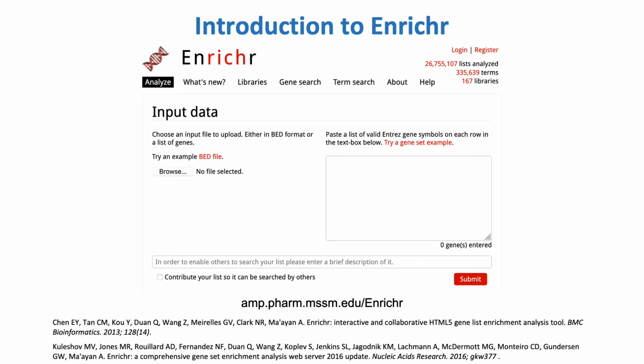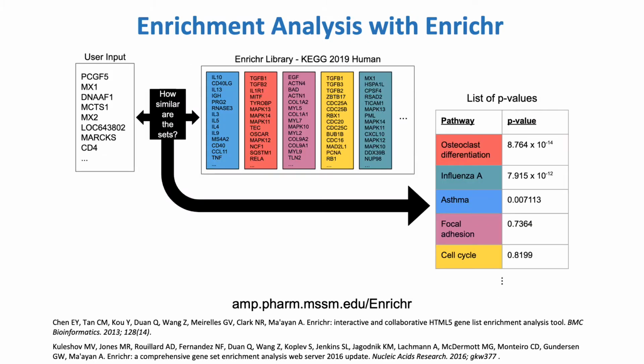I want to start by giving a background on Enrichr and enrichment analysis. Enrichr is a web-based application for enrichment analysis that was first developed by the Mayan Lab in 2013. Since its creation, it has been used to analyze over 26 million gene sets, has had almost 250,000 unique users, and has been cited over 4,000 times.